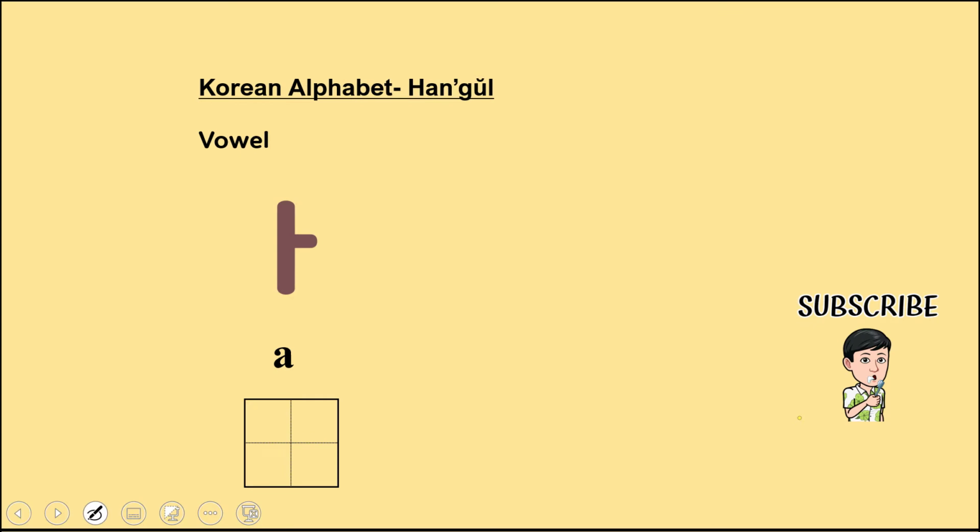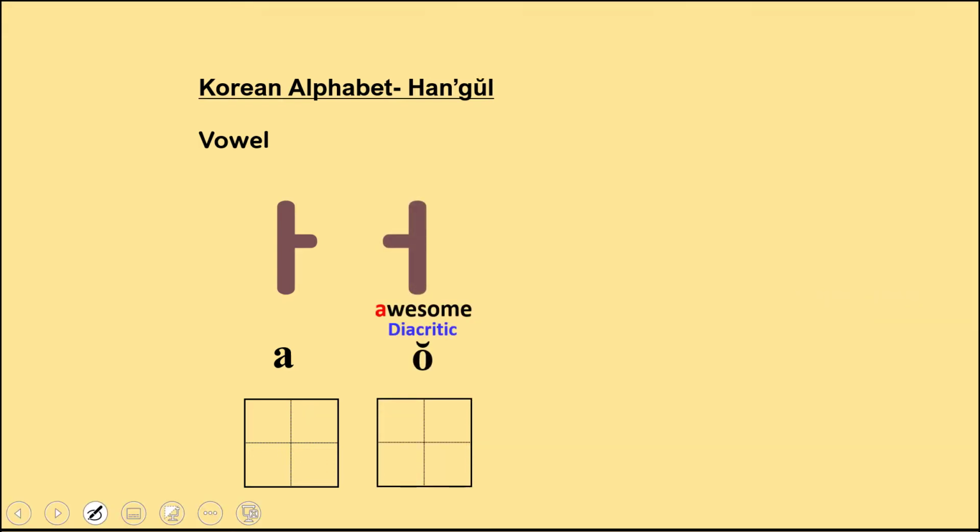Now let's learn 4 basic vowels. This is A. The stroke order is like this. 1, 2.